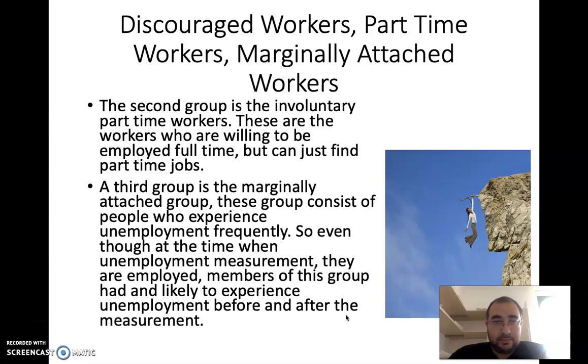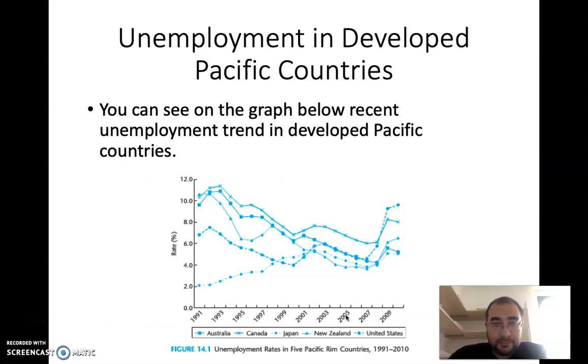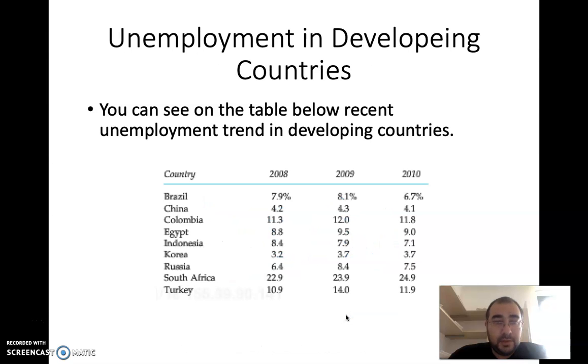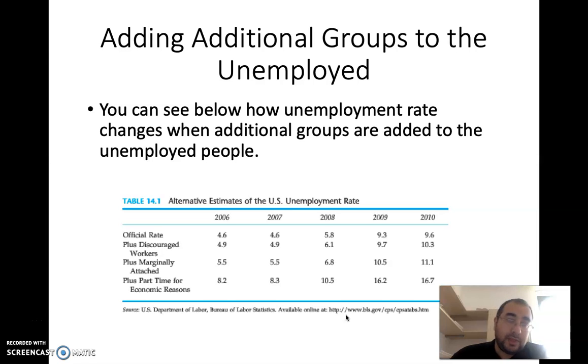As a result, well, this is the United States. There are statistics that include them in the unemployed group. This is 2006, 7, 8, 9, 10. This is the crisis period, basically. The official unemployment rate basically starts at 4.6, 4.6, 5.8, 9.3, 9.6.